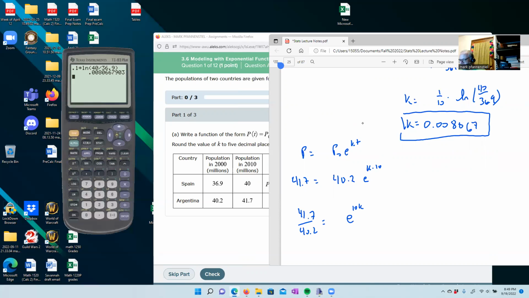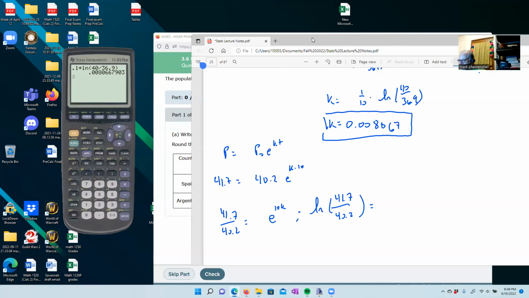Take the natural log of both sides. So we have ln of 41.7 divided by 40.2 equals, and then we'll just have our natural log on the other side, that's going to be the ln of e to the 10k. This business here comes down in front, 10k times the natural log of e. Natural log of e we just did in the last one.